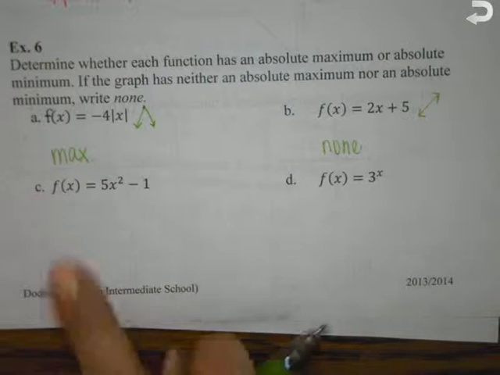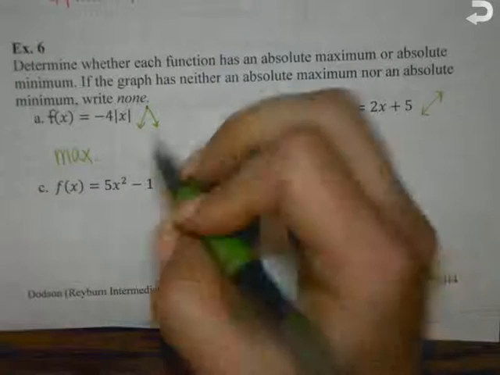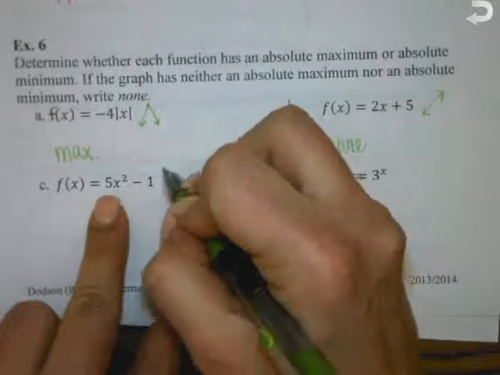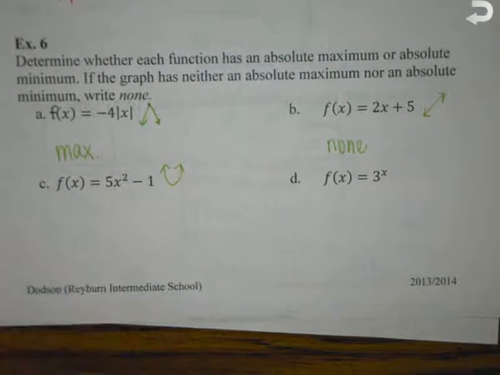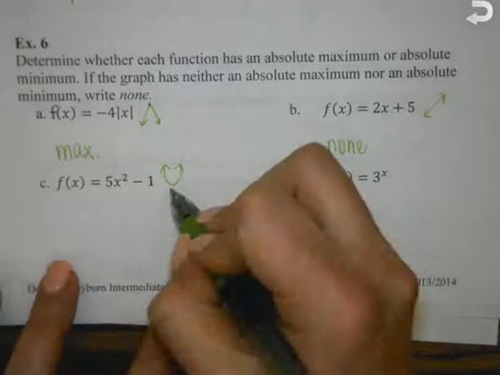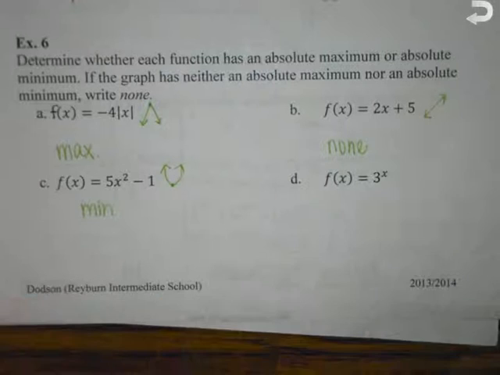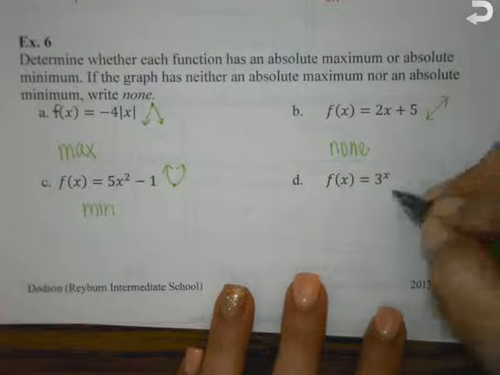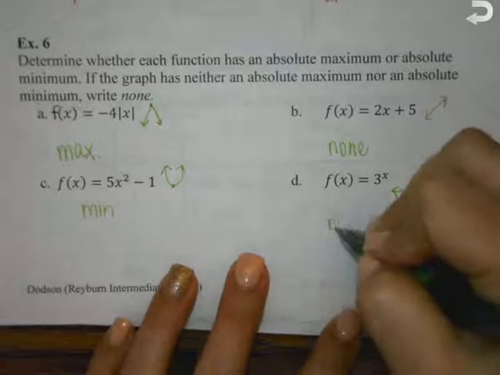C, there's an x squared there. What type of function is that? Quadratic, and because it's positive, it's going up like a smiley face. So does that have a minimum or a maximum? A minimum, because it has a lowest point. And then D is an exponential, which is increasing forever and ever, so it has none. Okay?